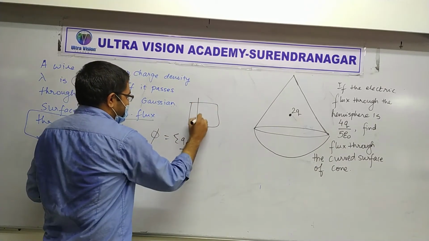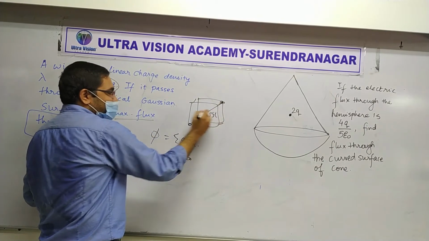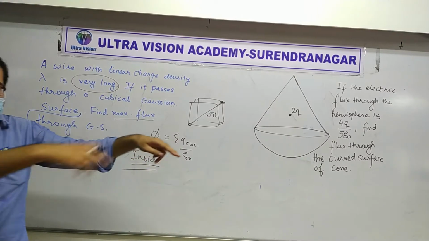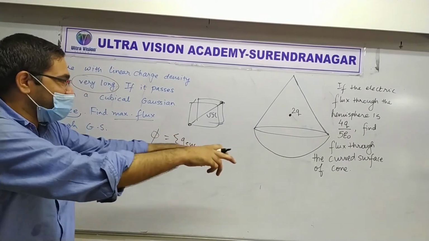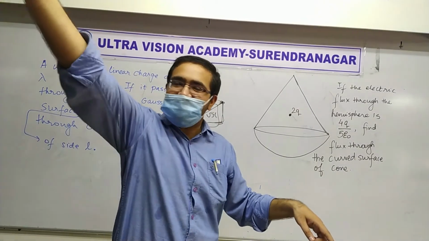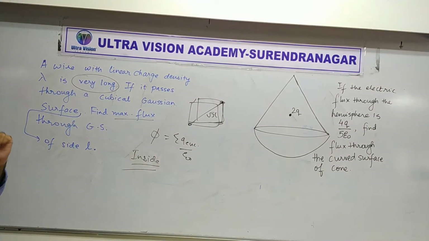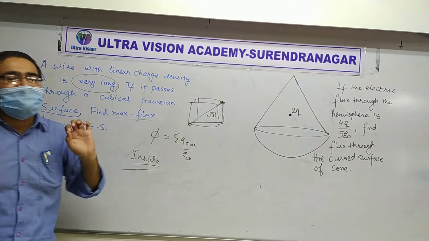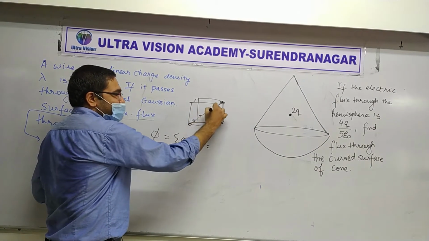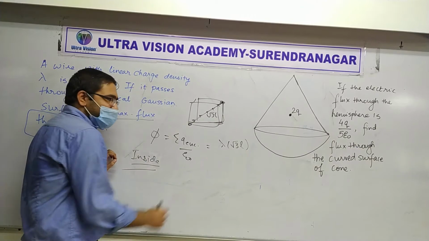If the side length is L, do you remember the body diagonal from here to here? That is root 3 L, by Pythagoras theorem. First you do it on the floor, so you get root 2 L. Then you do it in a vertical triangle, with the hypotenuse. So the maximum length inside would be root 3 L. What should be the final answer? Charge enclosed means this much. How much charge is that? Lambda into root 3 L, divided by epsilon 0.